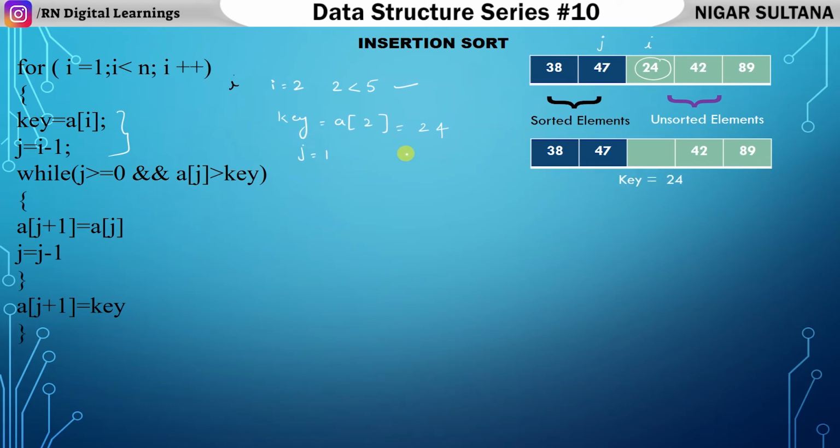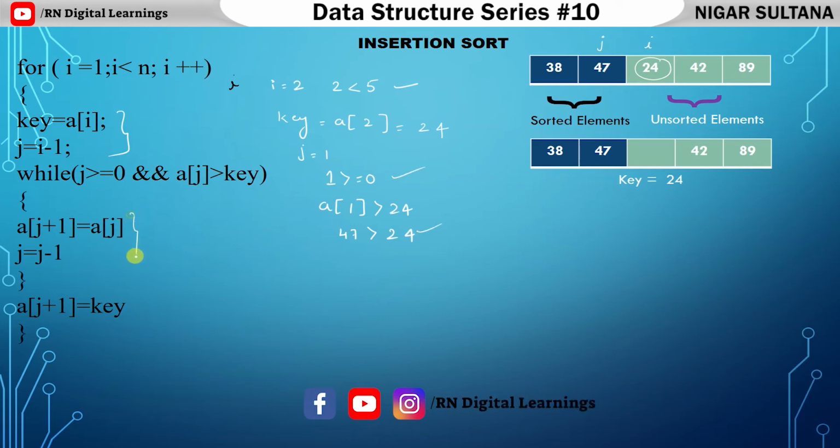Key is 24. I'll be comparing this. Is 1 greater than or equal to 0? This is true. Now I'll be checking another condition. A of J is A of 1. Is A of 1 greater than key? Key is 24. What is A of 1? A of 1 is 47. Is 47 greater than 24? This is true. When both the conditions are true, I must execute this statement.